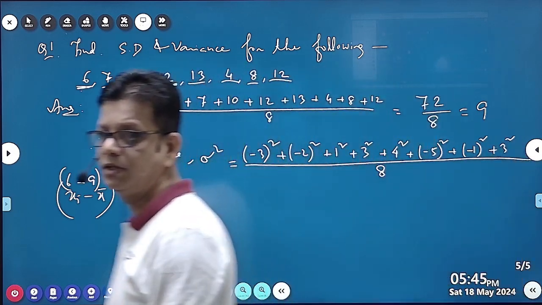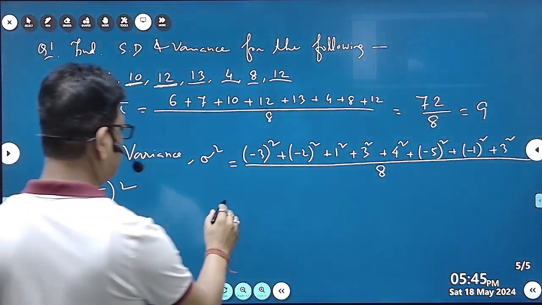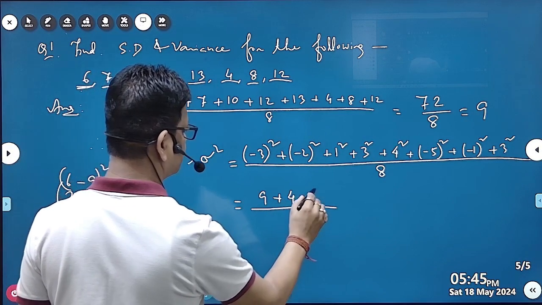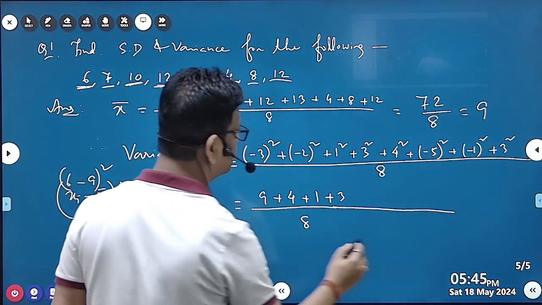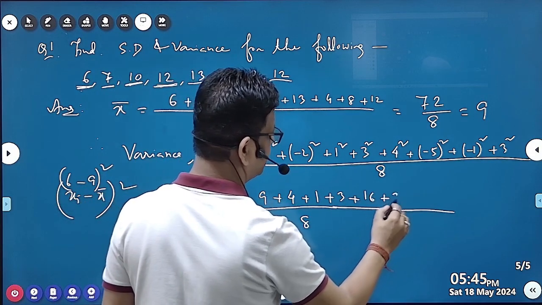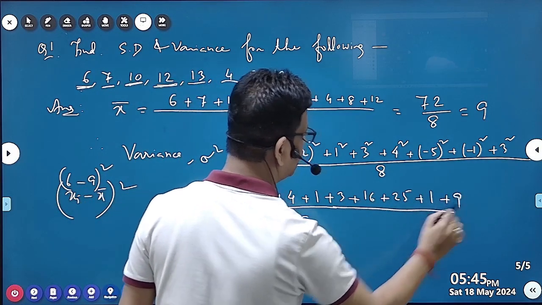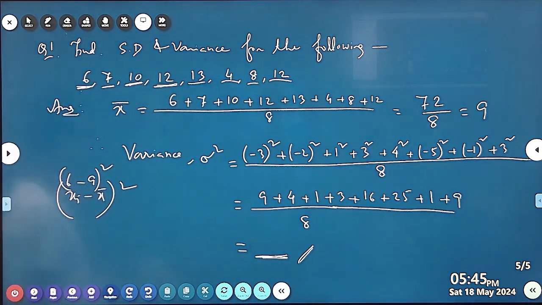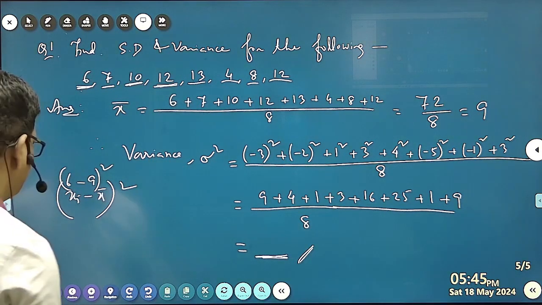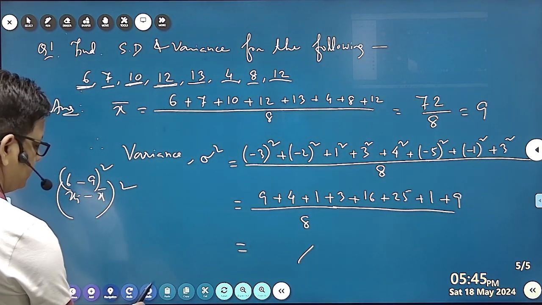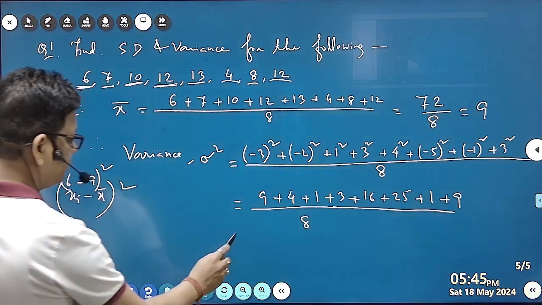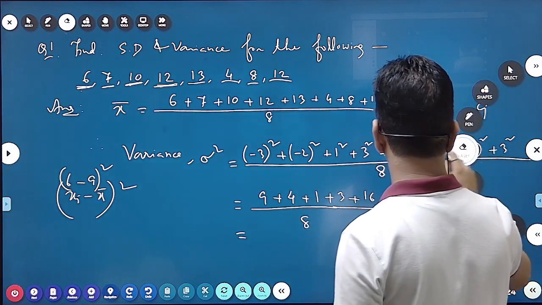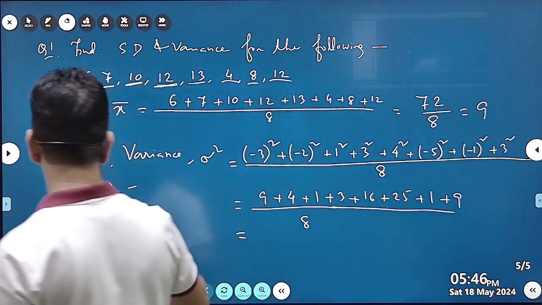This much only. So you go for the answers: 9 plus 4 plus 1 plus 9 plus 16, then 25, 1 and 9. Sum up and divide by 8, and that will be your required variance. Now, let me go for standard deviation. Tell me, if it comes in decimal, you can write it in decimal to 2-3 places. Got it?